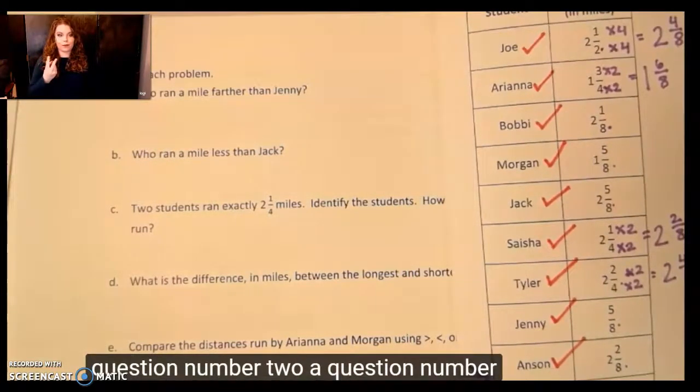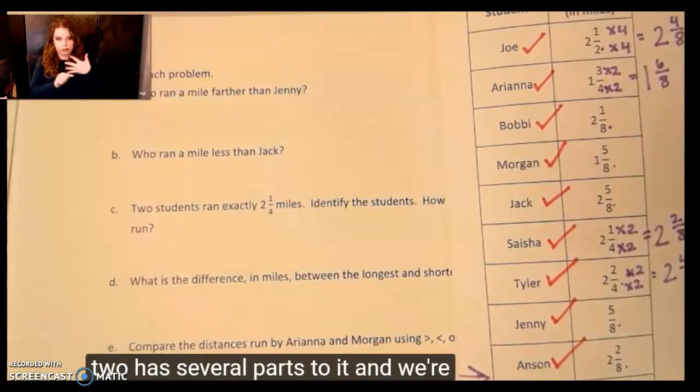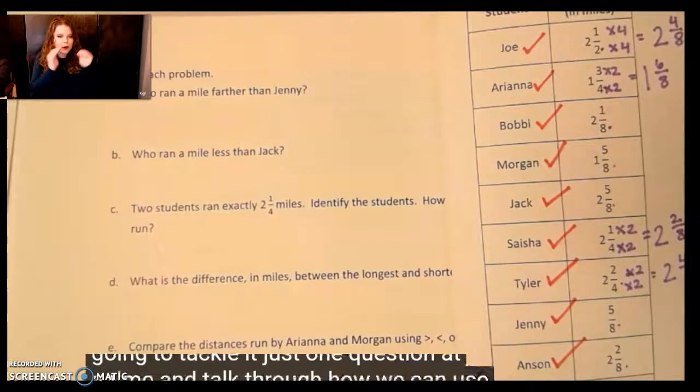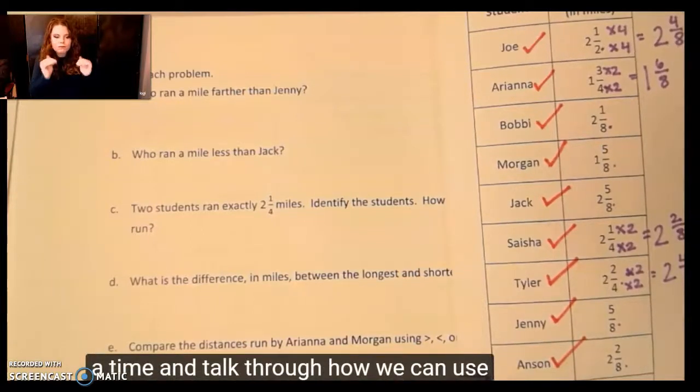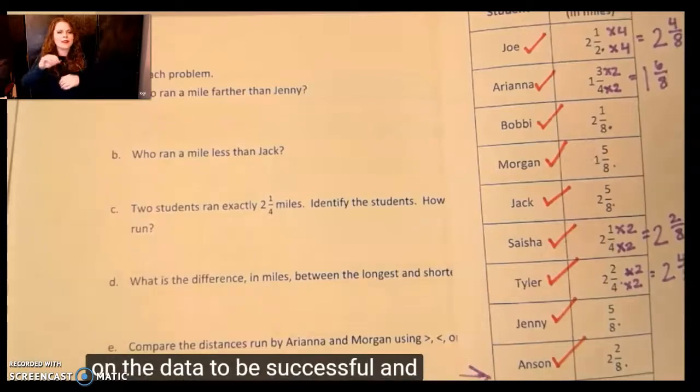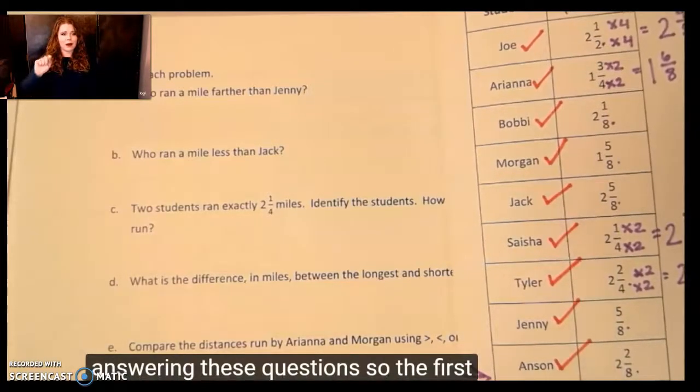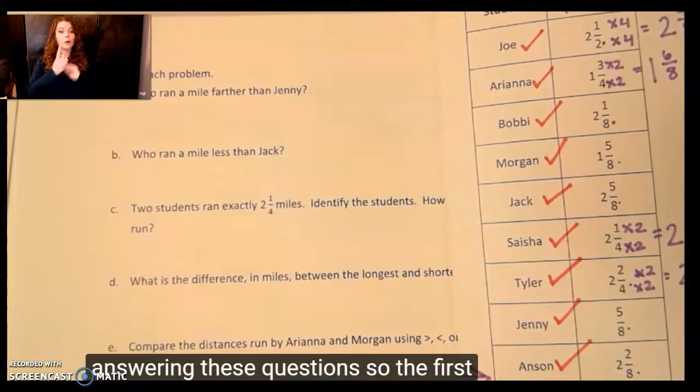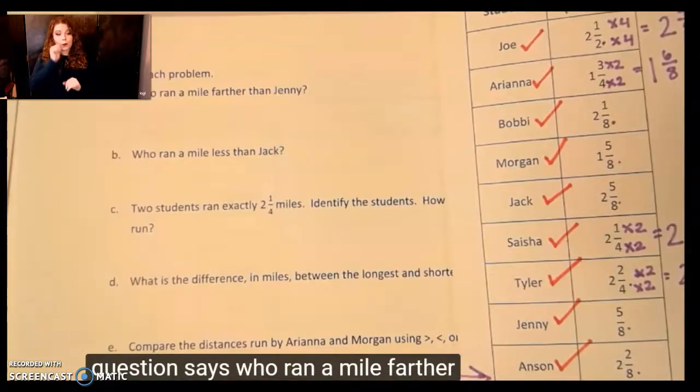Question number 2 has several parts to it, and we're going to tackle it just one question at a time and talk through how we can use this data and interpret the information on the data to be successful in answering these questions. So the first question says, who ran a mile farther than Jenny?